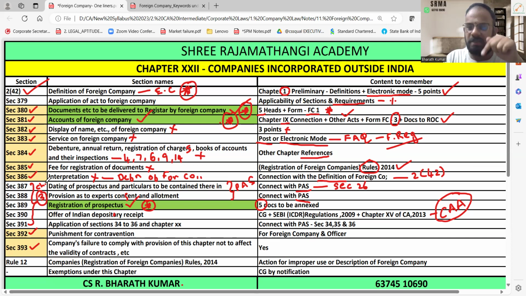Registration of prospectus is important here because they are asking this question. Now you can ask me, sir, how are you telling that they are asking this question? The hint is 2 hints. One is the book back question. If you cover the book back questions of the institute material, whatever I told will be majorly covered.